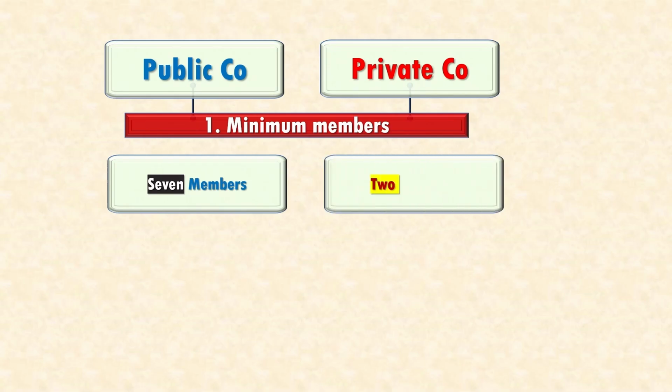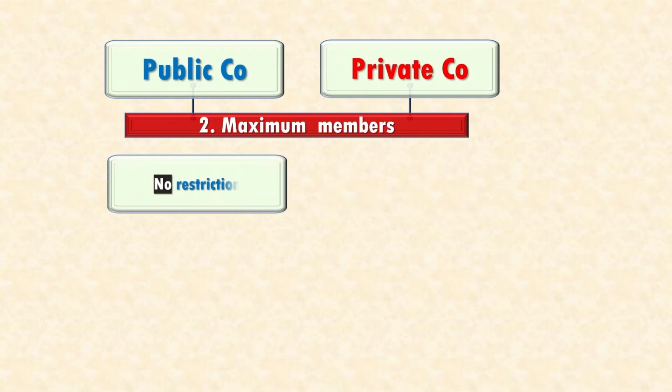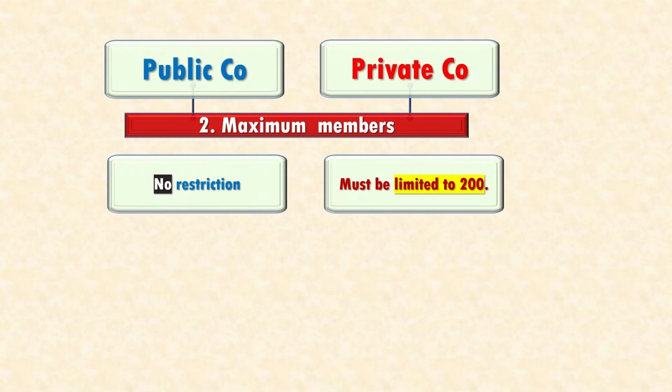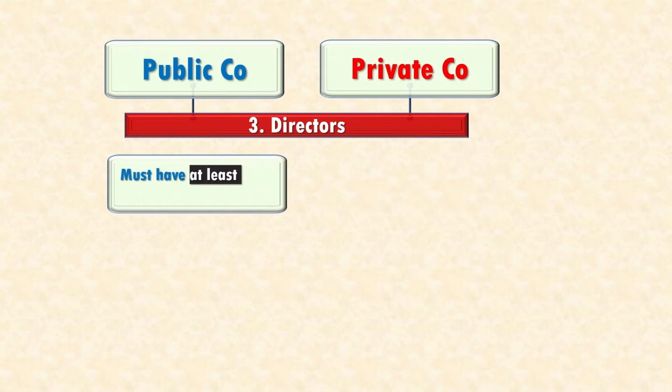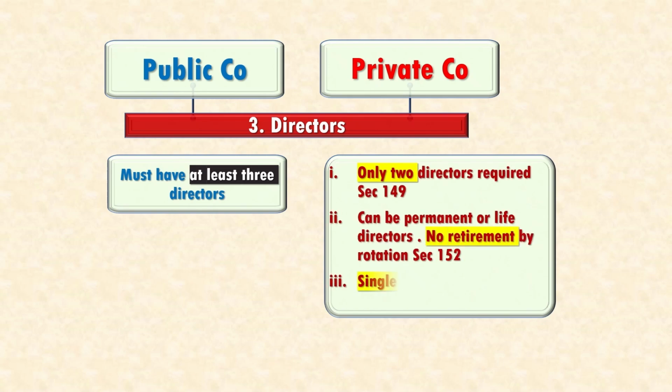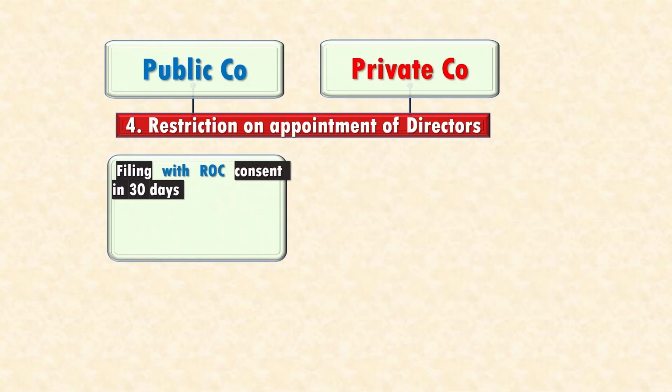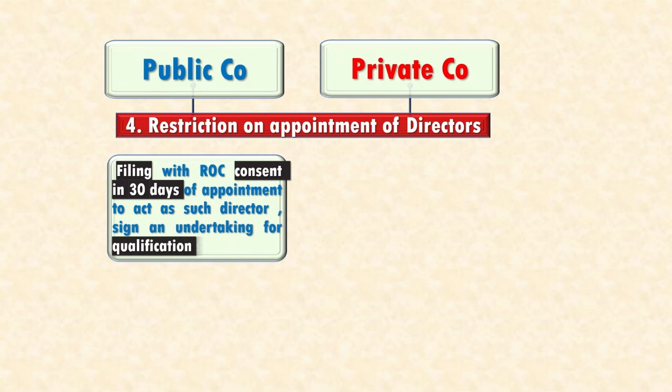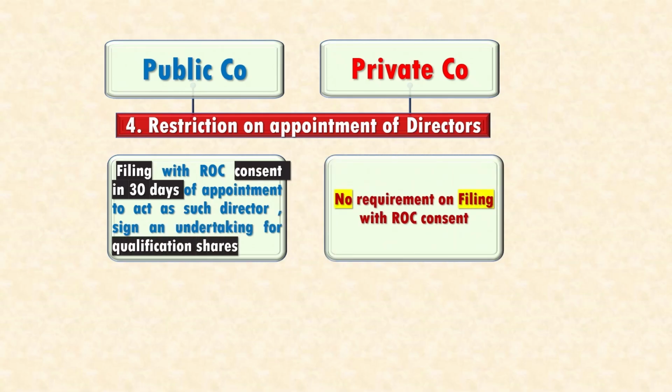A public company needs 7 members minimum, private only 2. Maximum, no restriction in public, but the limit is 200 in private. Directors: at least 3 required in public, 2 will do in private; they could be recruited by a single resolution, with no retirement by rotation in private. On appointment of directors, consent is to be filed with the ROC in 30 days, and qualification shares apply for promoters. No requirement of filing in respect of private.